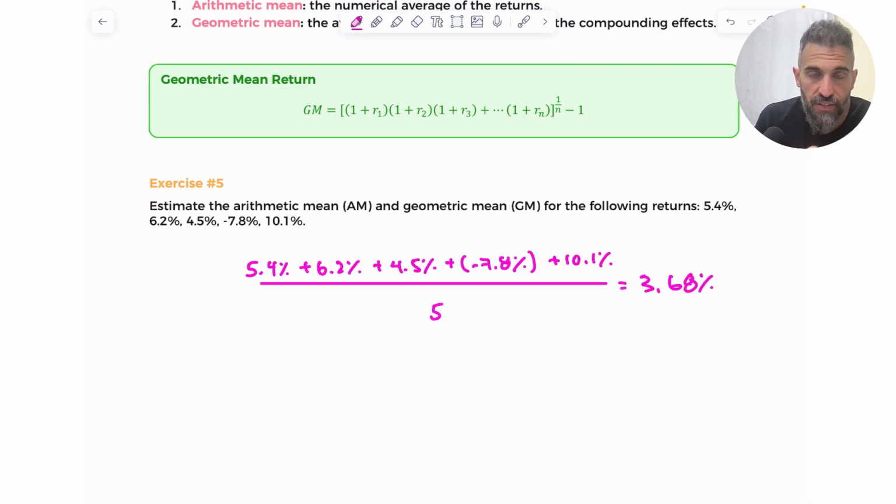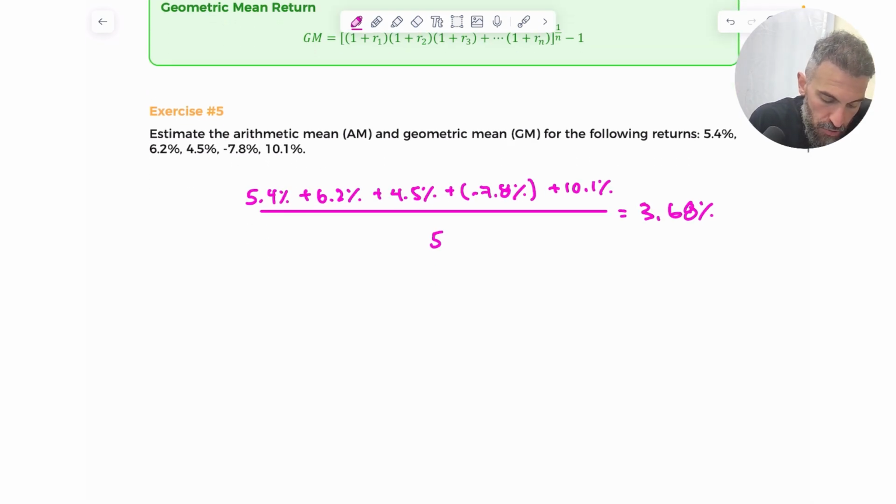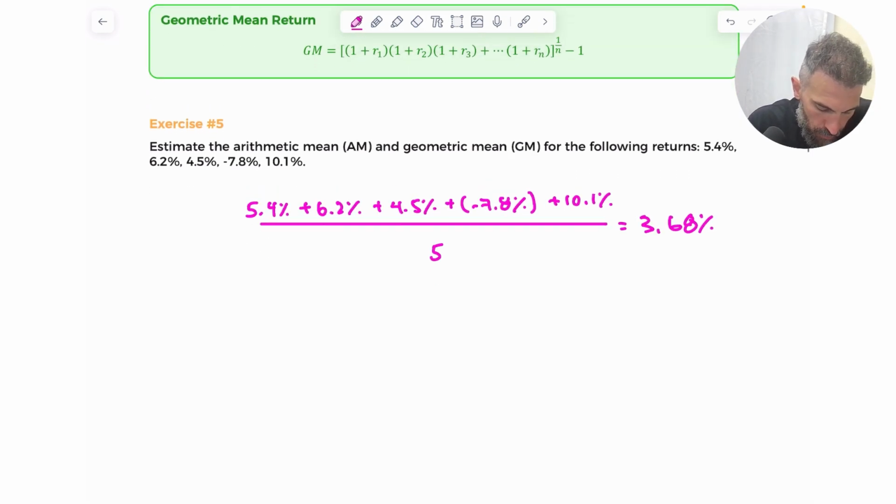Now, after we calculate the geometric, you'll see that the geometric mean will always be lower. It's always smaller. Why? Because the arithmetic mean, not considering compounding, will always overestimate your returns. So how do we use this formula? It's pretty simple. You have to convert everything to decimals. That's one important thing. So instead of 5.4, it's 0.054.